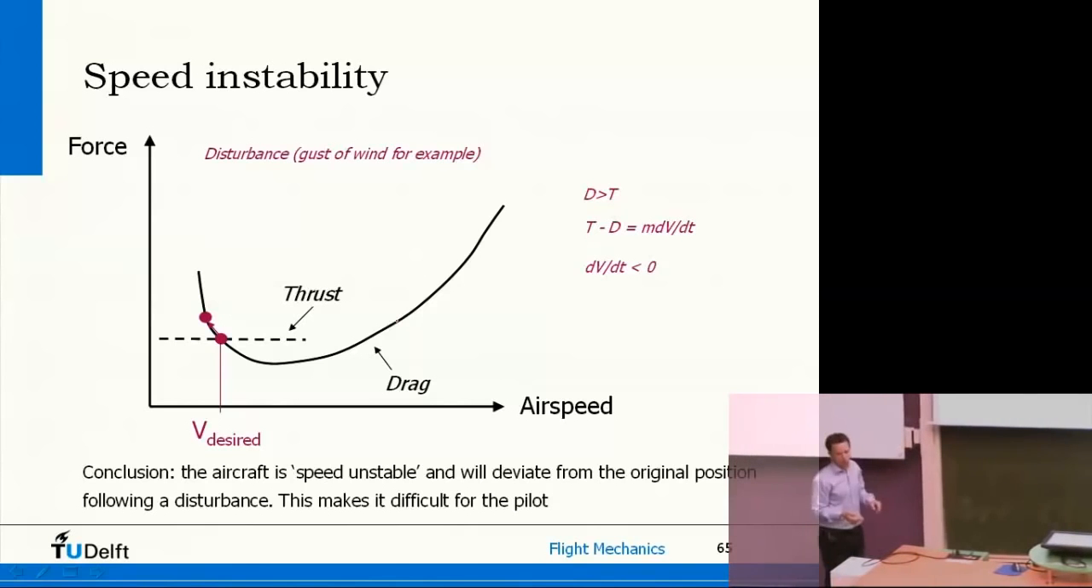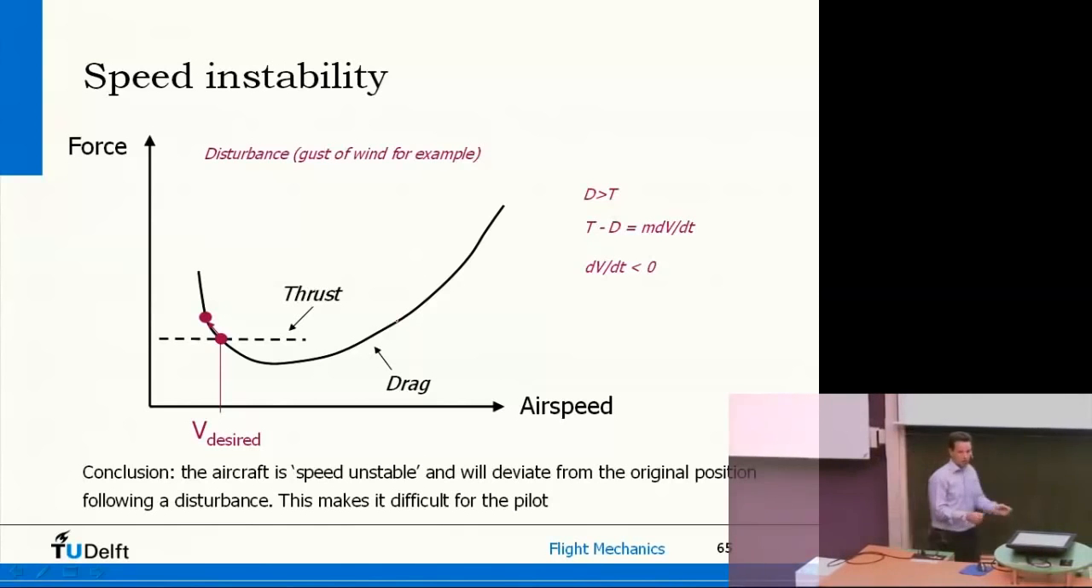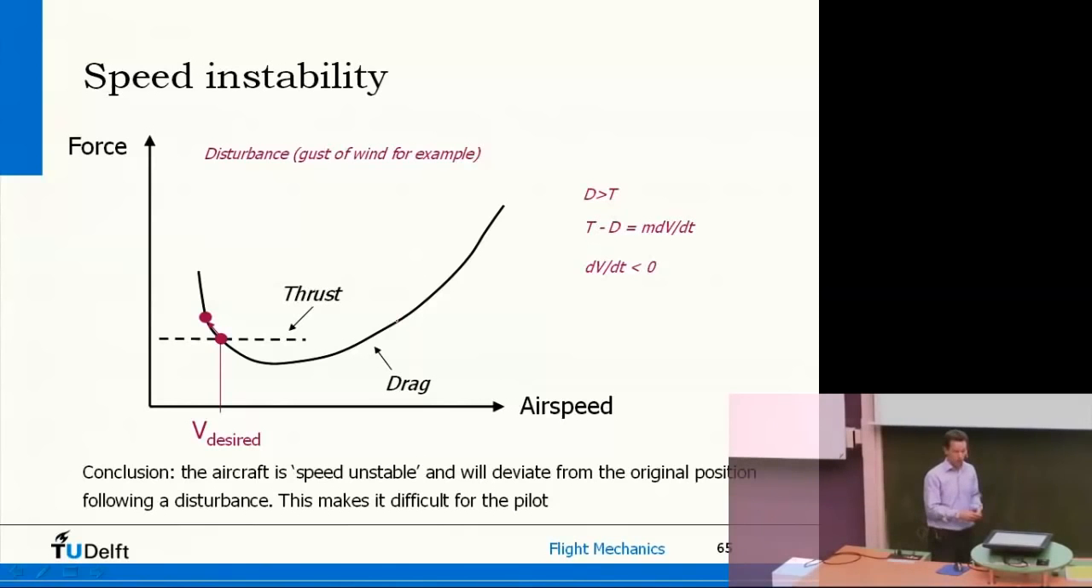So, if you fly at that point, and suddenly there's a little disturbance, then the speed will just decrease. Similarly, if you would increase the speed slightly, then the same thing happens. You can try it yourself, but the aircraft would start to accelerate. If you increase the speed for whatever reason, then drag becomes less. You have the same amount of thrust because the pilot isn't doing anything, and therefore you have less drag than thrust, and you start to accelerate. So this is what we call speed unstable, and that's annoying for the pilot because that means he has to fly constantly.